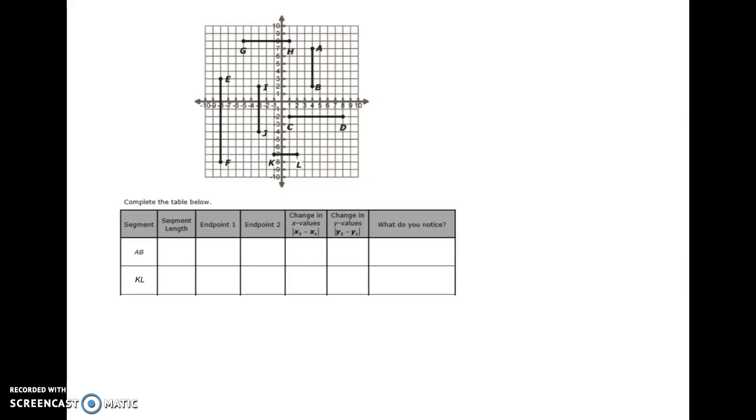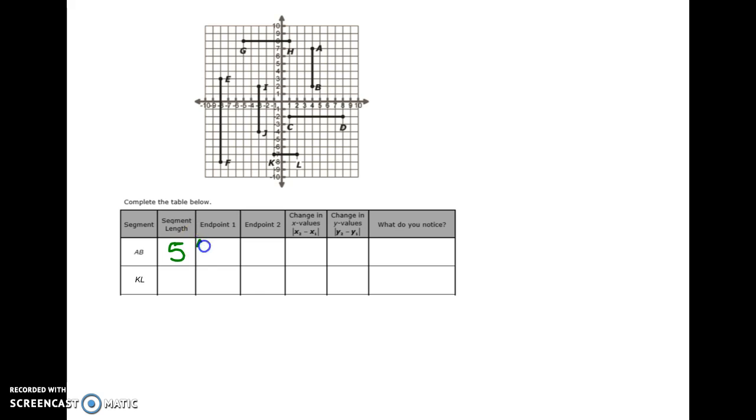So if we put this back onto a graph, we need to connect this idea to what we already know and then connect it back to geometry. On the back of your paper, you have this exact same graph and table. Let's first take a look at AB. Segment AB, remember we can always just count these lengths if they're vertical and horizontal, because we can count the boxes that it travels. AB travels 5 boxes.